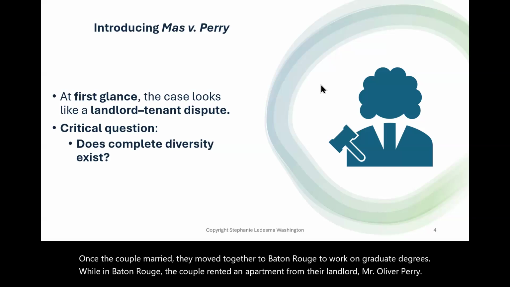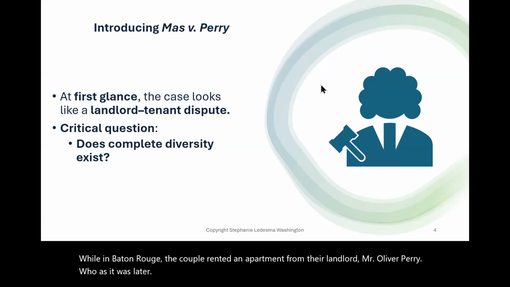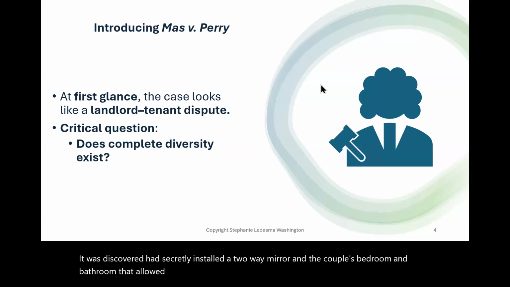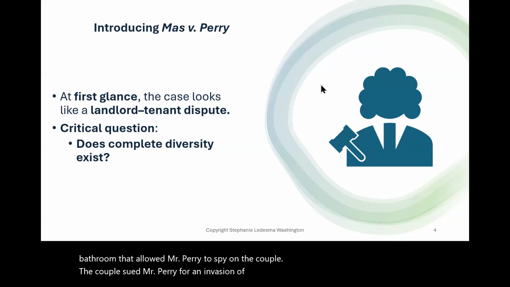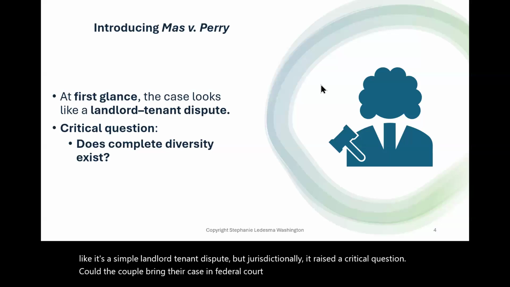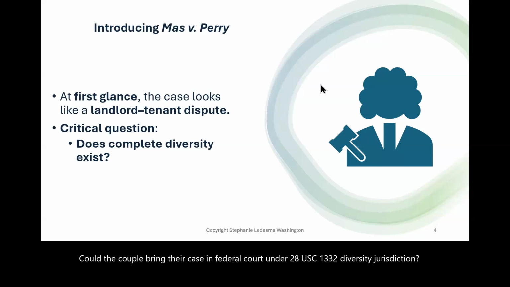who, it was later discovered, had secretly installed a two-way mirror in the couple's bedroom and bathroom that allowed Mr. Perry to spy on the couple. The couple sued Mr. Perry for invasion of privacy and damages. At first glance, it looks like a simple landlord-tenant dispute. But jurisdictionally, it raised a critical question. Could the couple bring their case in federal court under 28 U.S.C. 1332, diversity jurisdiction? Let's solve the mystery.